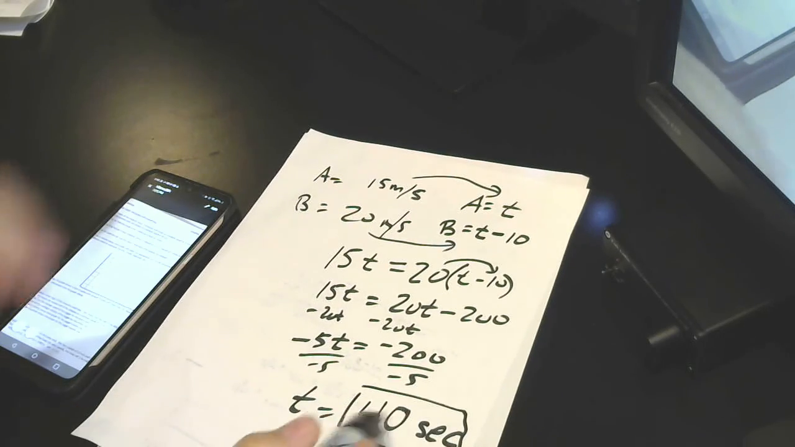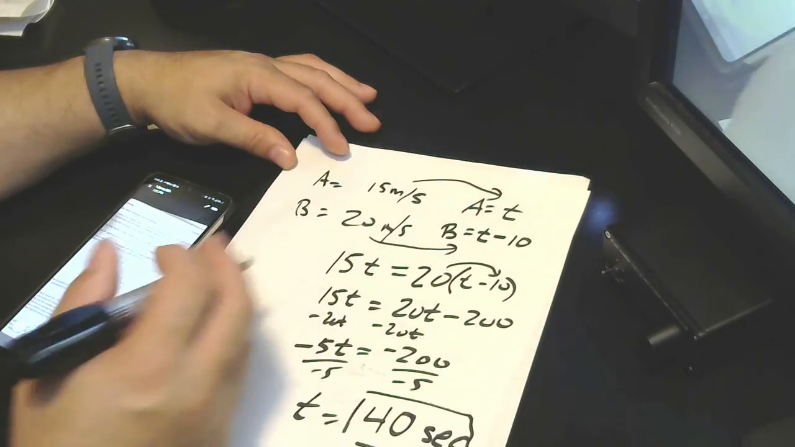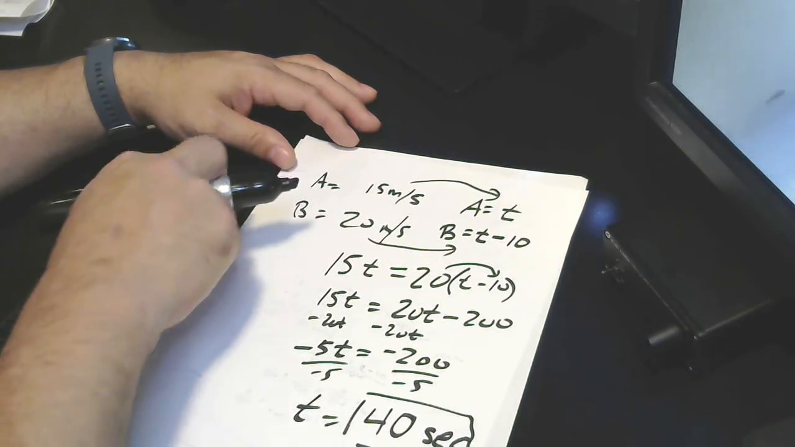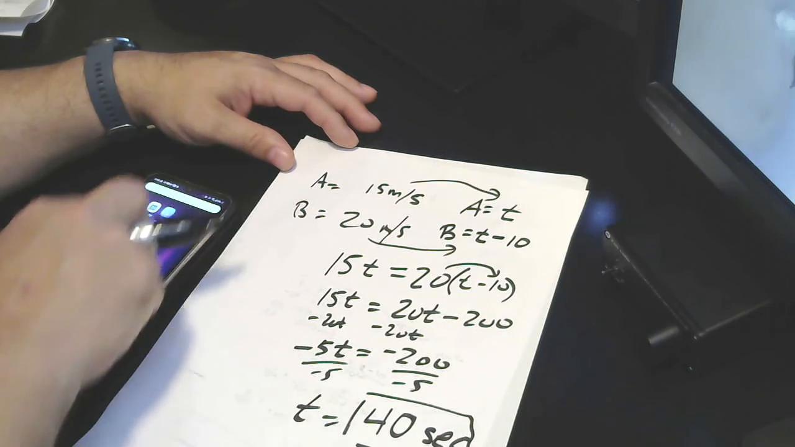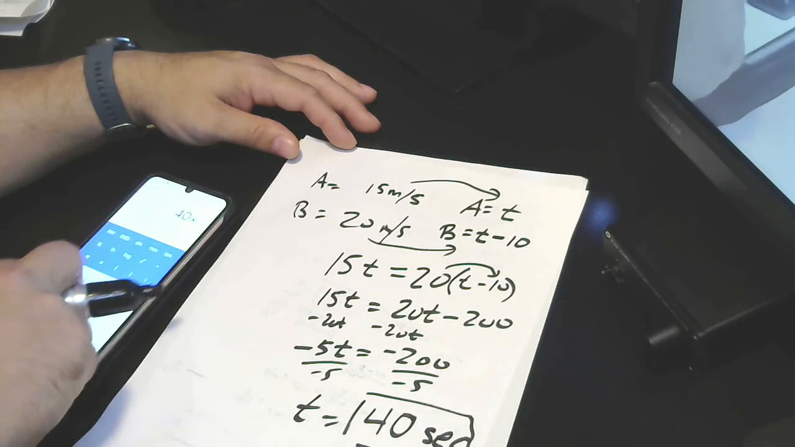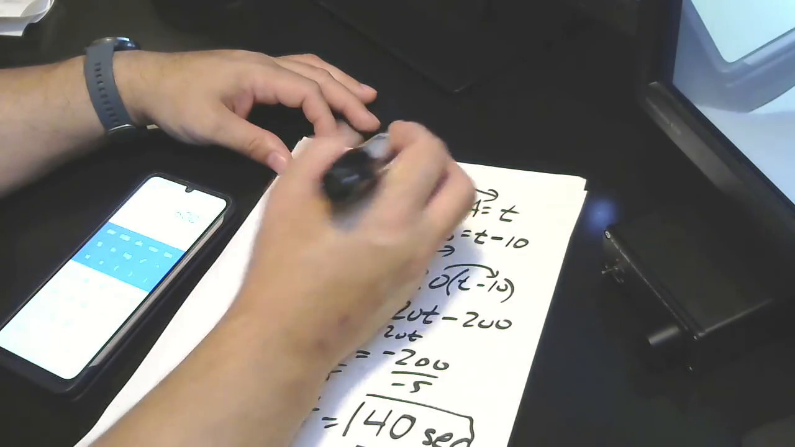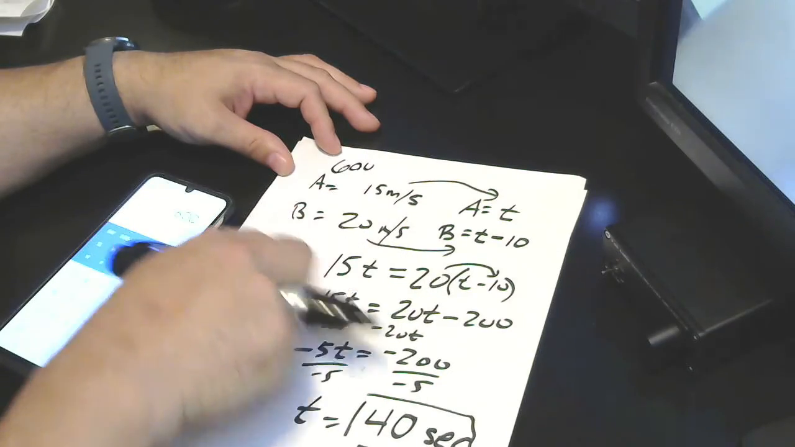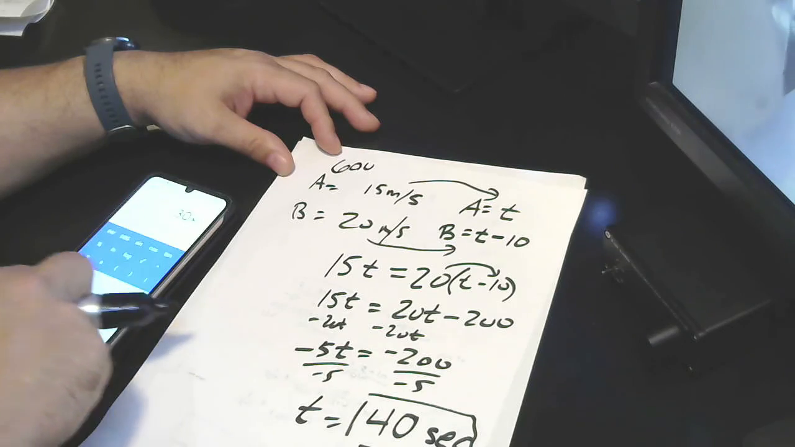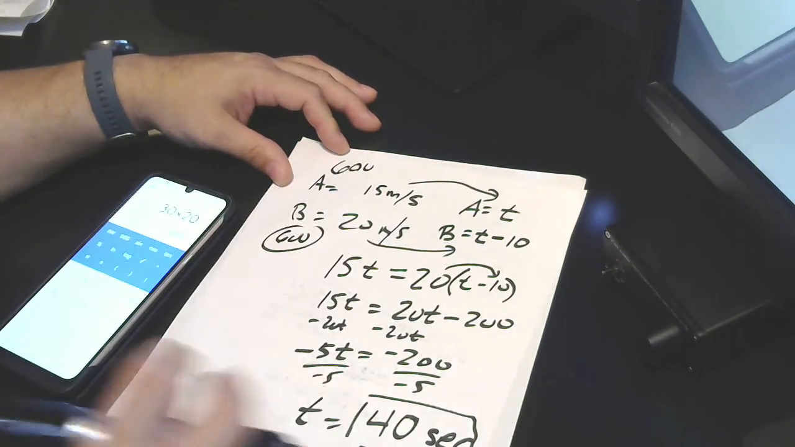And you could prove it by saying, in 40 seconds, how far does car A go? 40 times 15. Where's my calculator? 40 times the 15 meters per second would have gone 600, right? And car B starts 10 seconds later, so it's 40 minus 10, which is 30. 30 times 20 meters per second is 600. That's the proof. So that's the answer to number 2, 40 seconds.